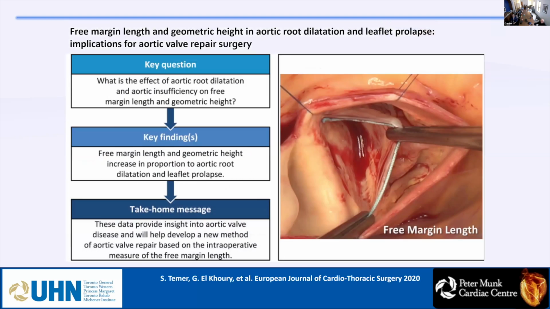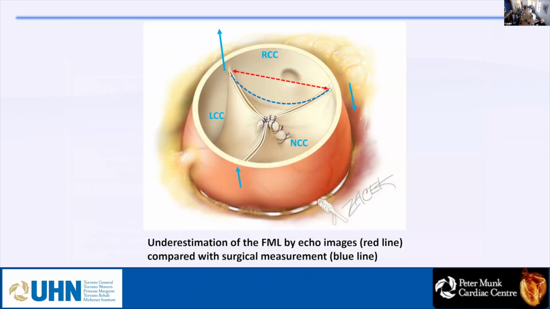Then he started to measure the free margin lengths, and we can do that by echo as well. The problem is that if we use 2D, we measure from here to here, but this is not the real length. The real length is this one, this curve. If we use 3D and MPR, we might be able to measure the same way, but still, based on the number of cases I did, we underestimate the actual free margin lengths.